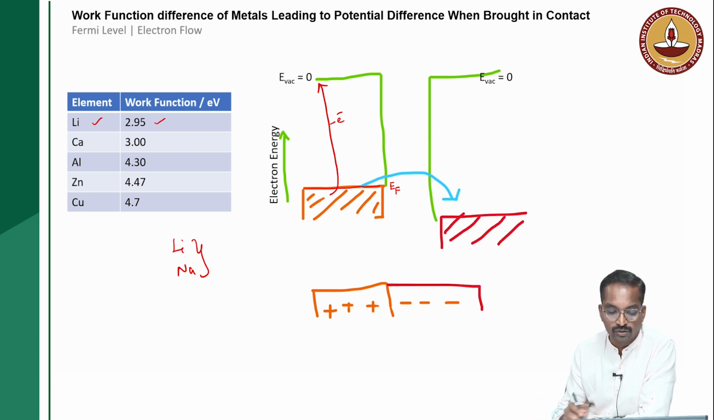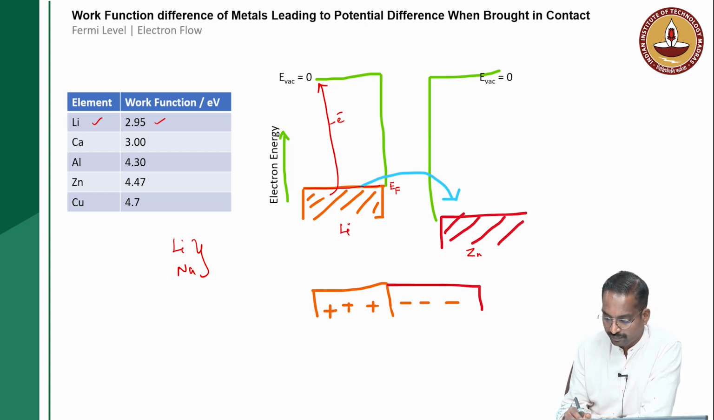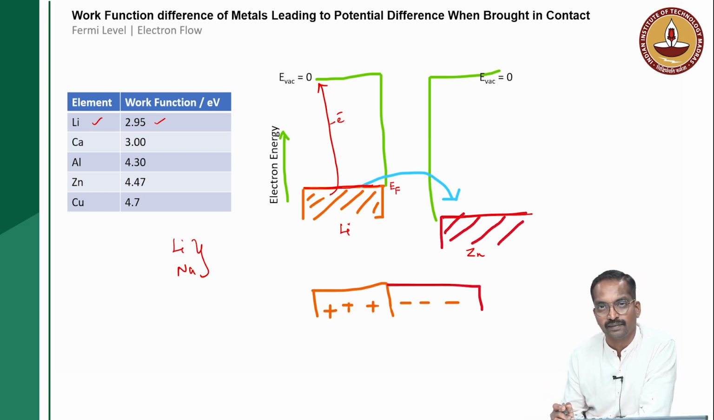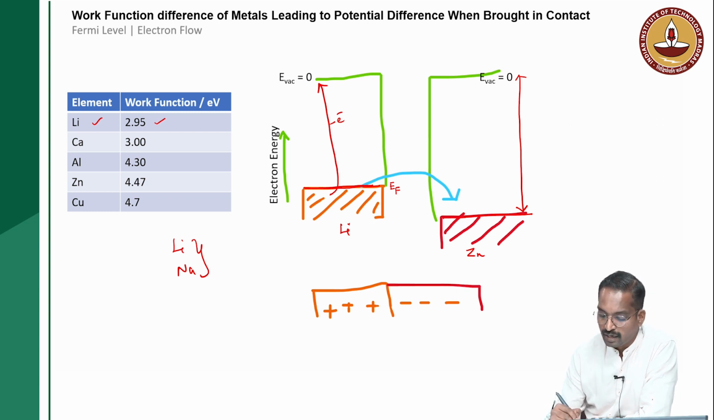Now let us consider two different metals, say lithium and say zinc. Lithium has a Fermi level higher than zinc. That means to pull the electron from this level and put it in the vacuum, we need to spend less energy in comparison to zinc. In the zinc case, this gap, the work function, is higher compared to lithium, so we have to spend more energy to pull the electron out of zinc and put it into the vacuum.